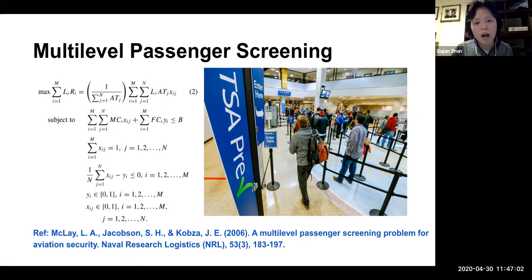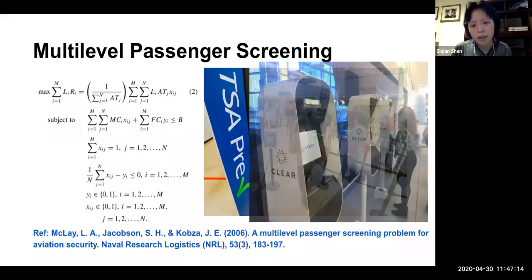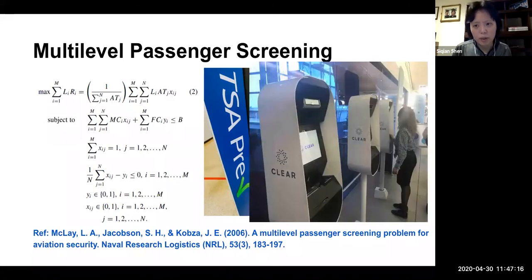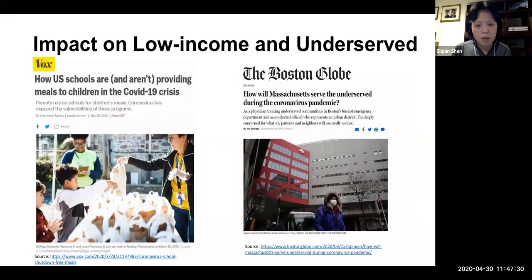So how can we actually prioritize people? As you can see today, we have this TSA PreCheck, where you get pre-checked so that you can go faster in the airport. And then there is the CLEAR program. They're all a result of this multi-level passenger screening approach, which can also be used in the COVID-19 case when we need to screen people for possible infections.